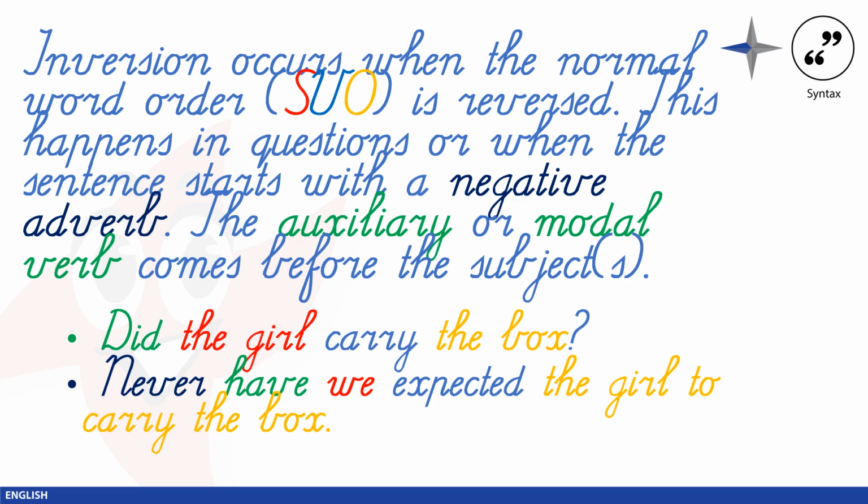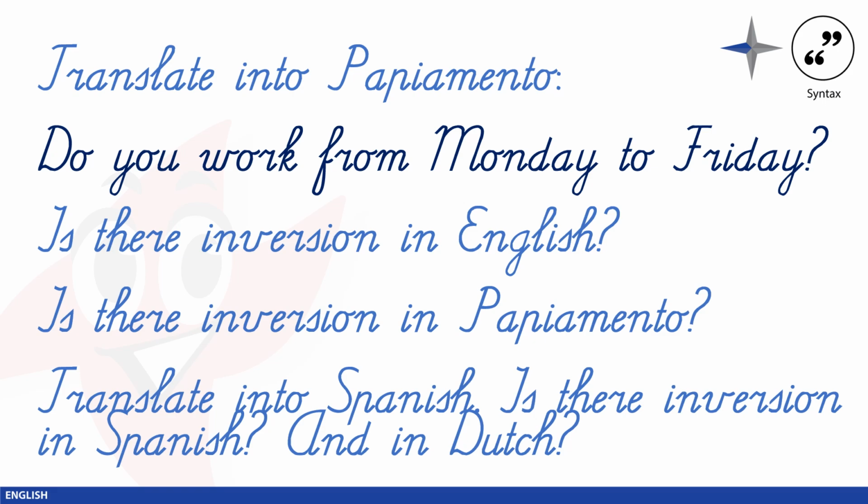Then, never have we expected the girl to carry the box. It's a sentence that starts with a negative adverb, never. Then the auxiliary verb have, then we as subject, verb expected, and then the object is the girl to carry the box. This is our next assignment for syntax.